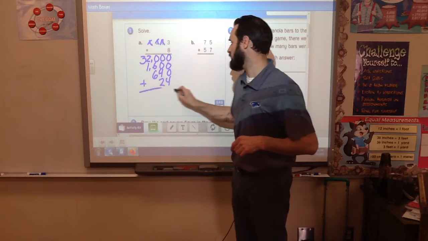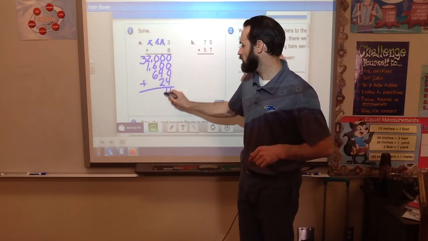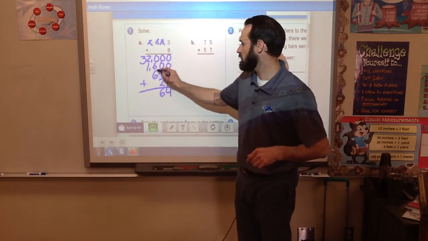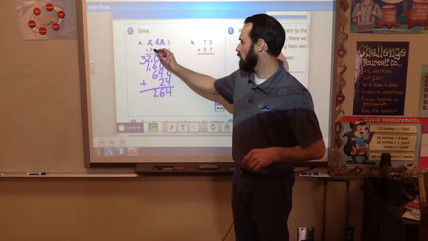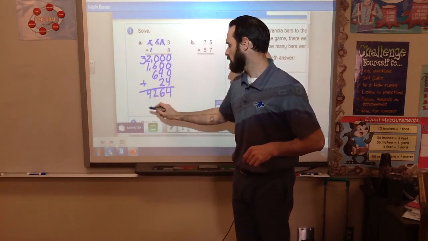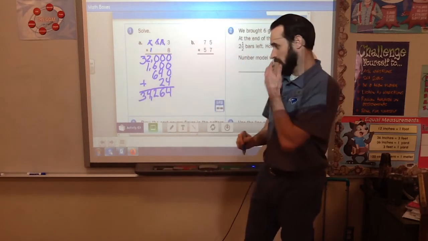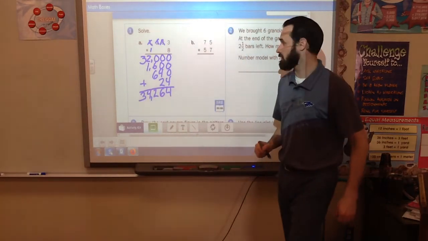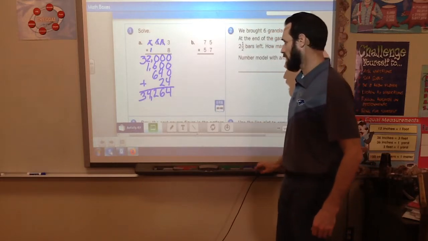And the last step is to add these. 0, 0, 0, 4. 4 and 2 is 6. 6 and 6 makes 12. Carry the 1. 1 and 2 is 3. 3 plus 1 is 4. And nothing else in our 10,000s. So you should end up with 34,264.